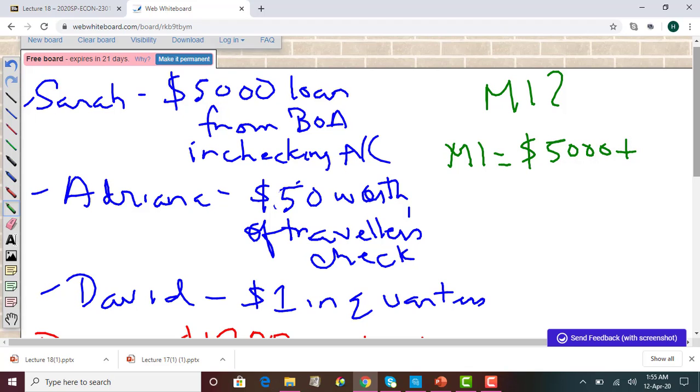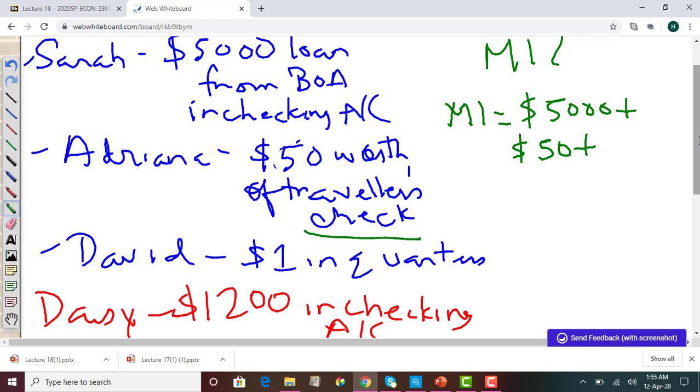Then the second, Adriana has $50 worth of traveler's check. Now traveler's check, again, that's very close. You can easily convert it to cash. So $50 is M1 because it's very liquid. So we will include that. Then it says David has $1 in quarters. So that's like coins. He has coins, so that should be included. So that's part of M1.